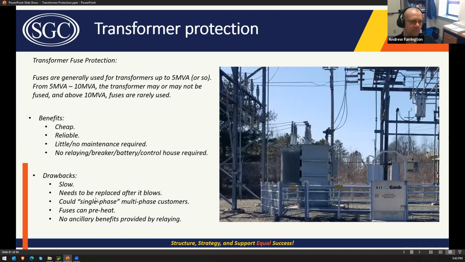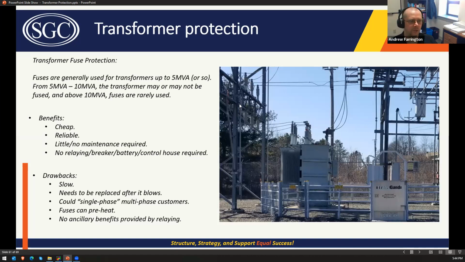Once it operates, you've got to replace it. And we talked about this during one of the Aspen One-Liner classes, but you can also end up single phasing customers, which isn't good. The fuses can preheat, which we're going to talk about a little bit more, but we talked about this before.